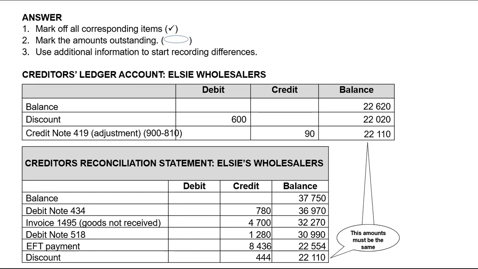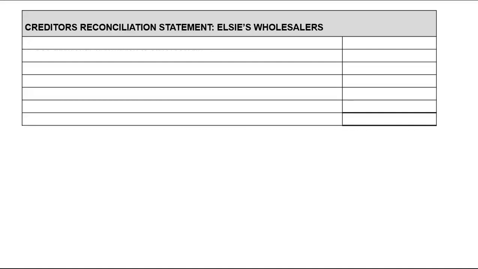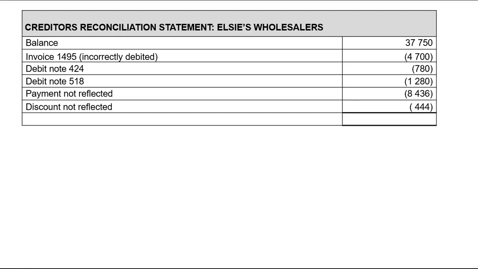That is it. Okay, I'm just going to give you a different point of view. So anything that reduces our creditors reconciliation statement, sometimes you only be given one column. So anything that is on the credit side of your creditors reconciliation statement, you're going to put it in brackets. Everything that is on the debit side, you're going to put it without brackets. Okay, brackets means we are owing them less of that amount. So this is if you're only given one column in your paper.